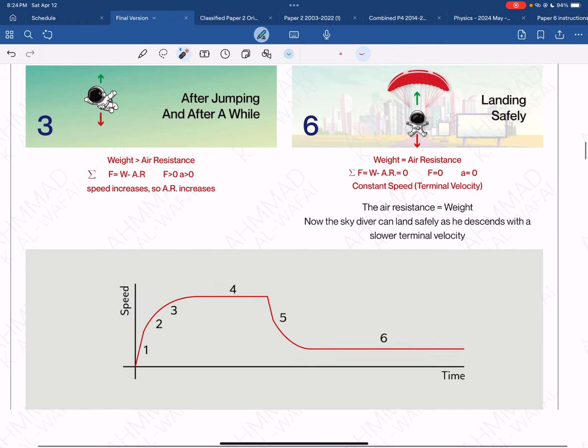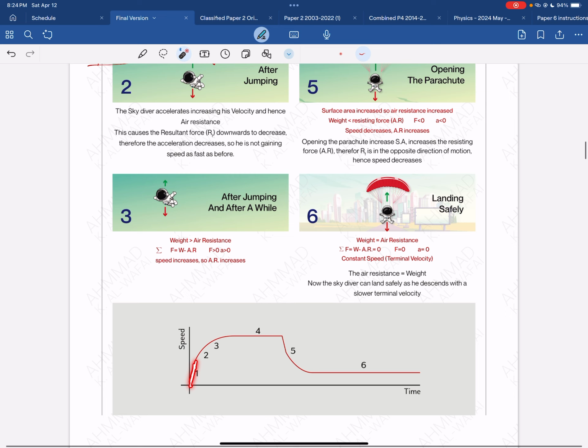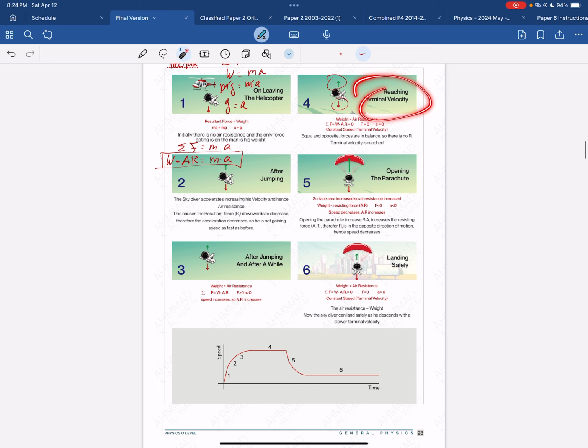Now let's imagine this on a graph. At the start, 1, it was moving with a constant acceleration, and then in 2 and 3, as we said, it's decreasing acceleration. In 4, it was moving with terminal velocity. So in this case, the resultant force is equal to 0, okay?